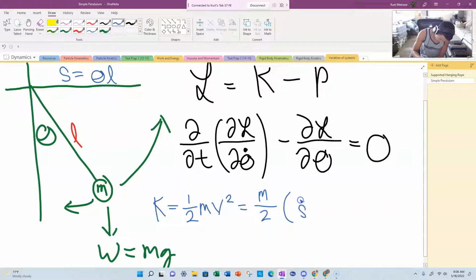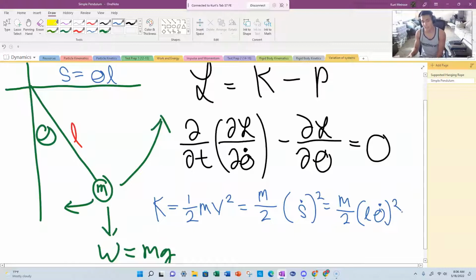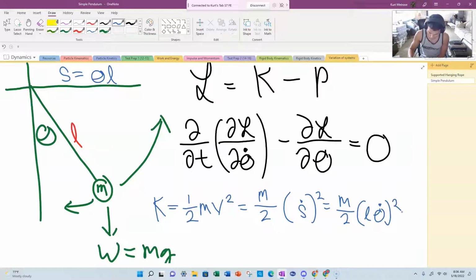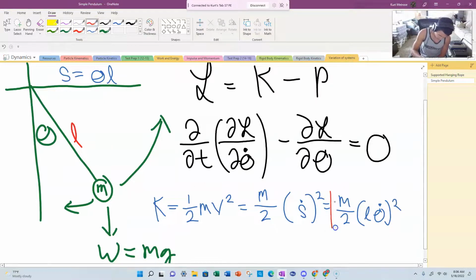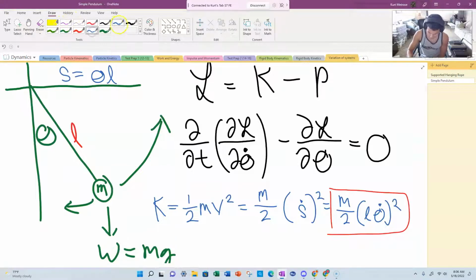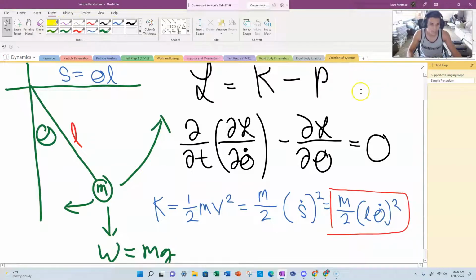So we're going to write it as m over 2 times s dot squared. And that's the same thing as m over 2 times L theta dot squared, because length doesn't change, and if you take the derivative of that, the only thing that is changing is theta dot. So that's the kinetic energy equation. And I'm going to put a nice little box around it here, because this will be important for us to use.